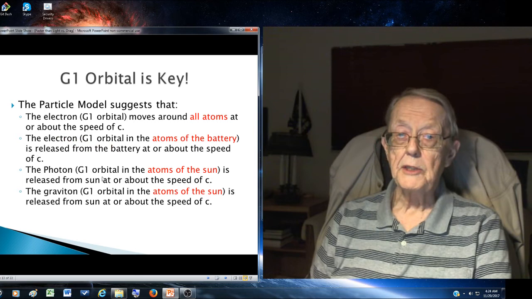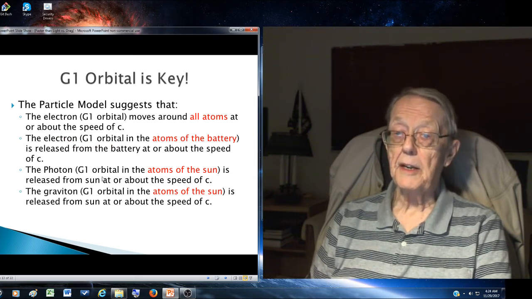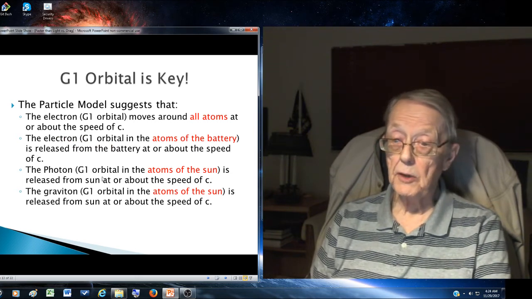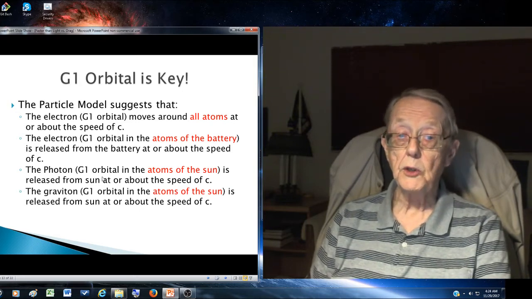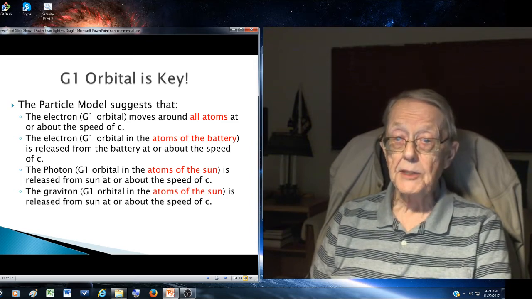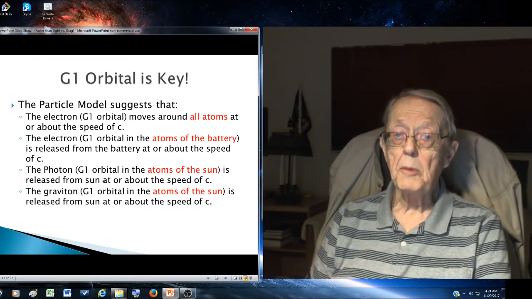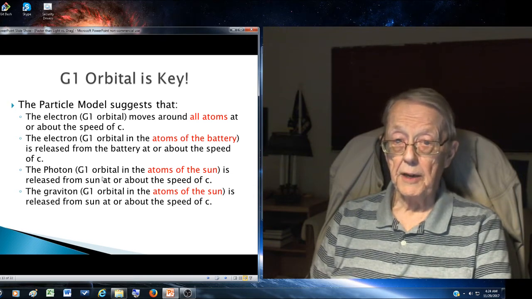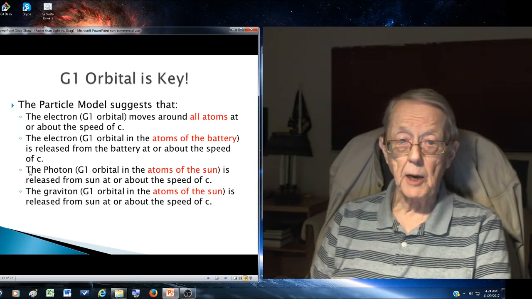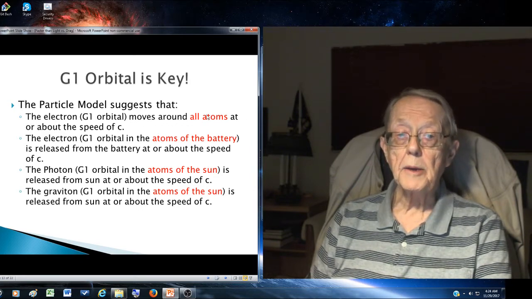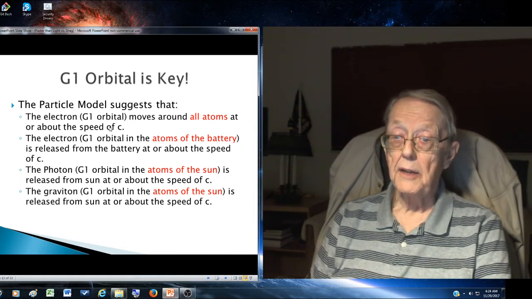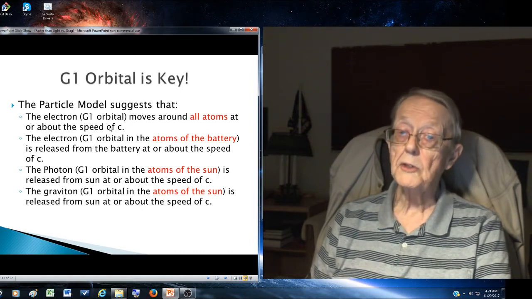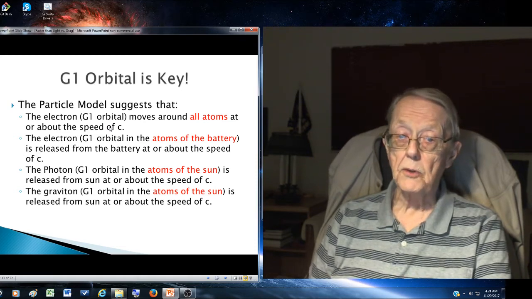But the G1 orbital, the fact that the electron orbits the nucleus of an atom, or in the particle model, the G1 orbits the nucleons, this is key. The particle model suggests the electron, this is the first comment right here, the G1 orbital moves around all atoms at or about the speed of c. Making that assumption initially, and then over time, hopefully, you'll see why that is true.